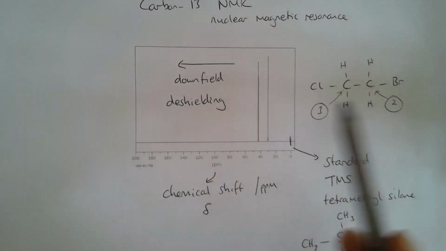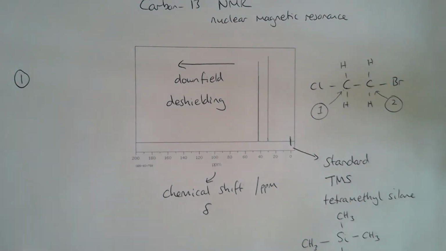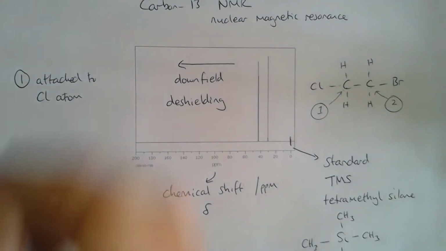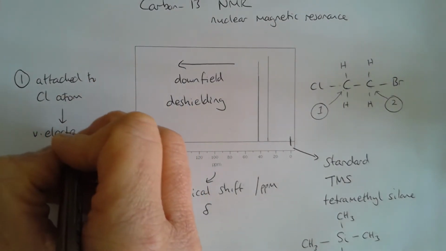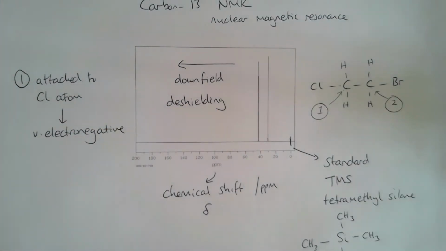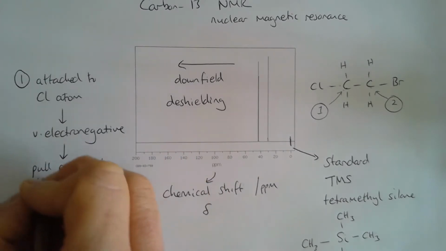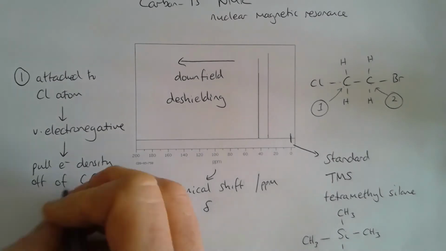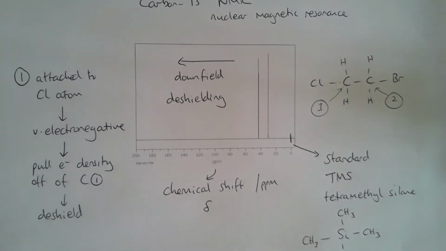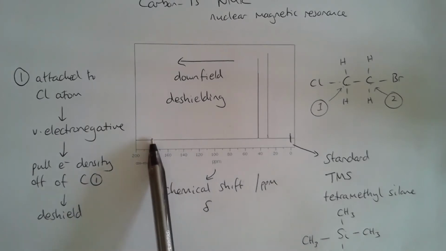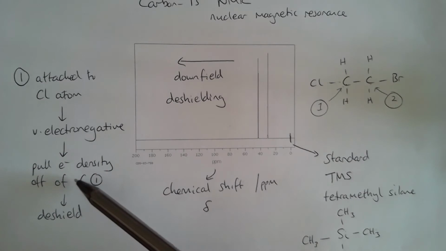So if we have a look at our environments 1 and 2 here, environment number 1 is attached to a chlorine atom. So a covalent bond to a chlorine atom. We know that the chlorine atom is very electronegative. As a result of the chlorine atom being electronegative, it's going to pull electron density off of carbon atom number 1, and therefore it's going to de-shield it, which means it's going to experience the effect of the external magnetic field in the NMR spectrum more. So we don't really need to go into any more detail about the physical process of what's happening, other than to say the further down we find a peak on here, the more de-shielded it is, which means it's having more electron density withdrawn from it.